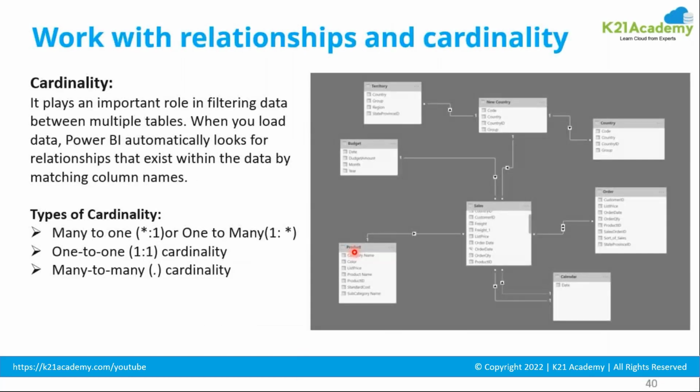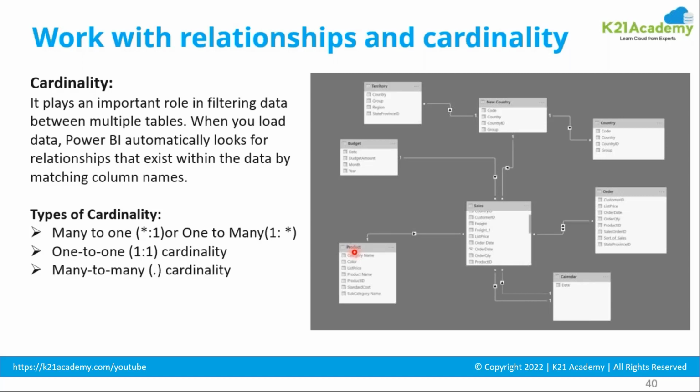We can also work with the relationship and the cardinality, where cardinality plays an important role in filtering data between multiple tables. And when we load data, Power BI looks for a relationship that exists within the data by matching column names as well. There are different types of cardinalities: many to one, one to many, one to one cardinality, many to many cardinality. Multiple cardinality operations are there, which tell you how you are going to filter your information, your data, your details as well. So all these factors are part of your relationship and cardinality.